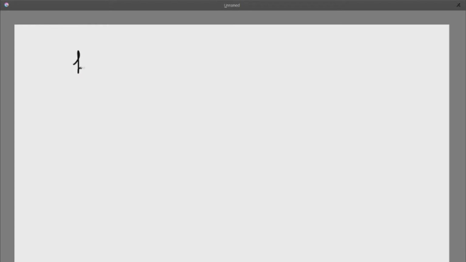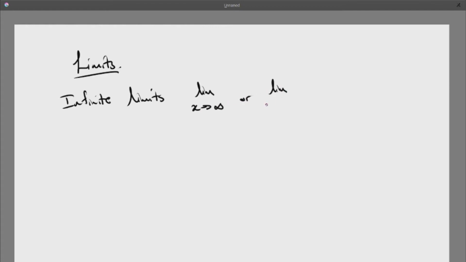Let's see, we are talking about limits. So we've done infinite limits, where in general, limits are asking for the behavior of a function. But depending on what the x value does in that behavior question, I handle it in a different way. So infinite limits are really horizontal asymptote questions.